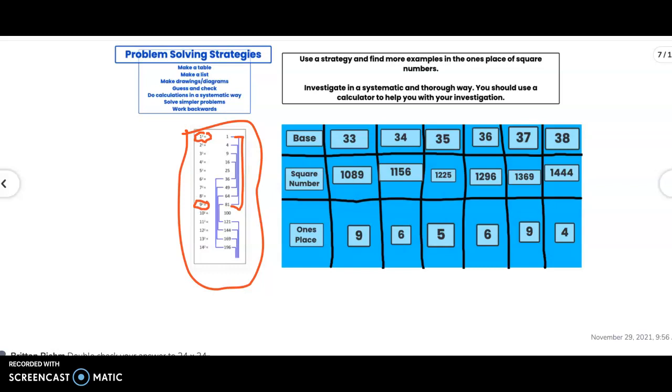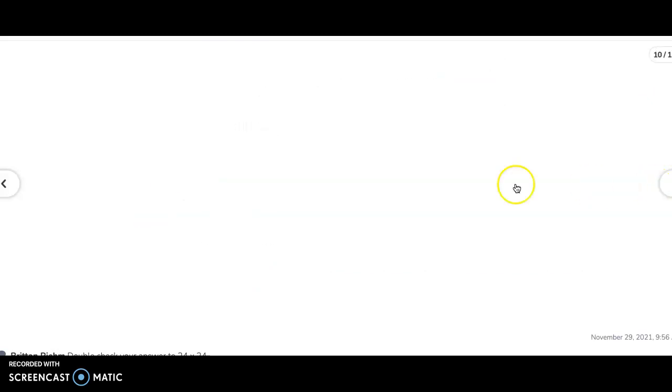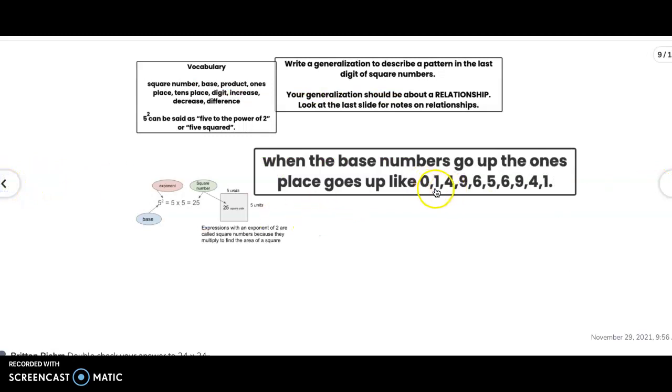So what's nice about this general rule or this generalization is that it uses this connection between the fact that 1 squared has a ones place of 1, and 9 squared has a ones place of 1 in the square number. So that is really important, that when you investigate patterns, you are really taking a look at the whole picture.